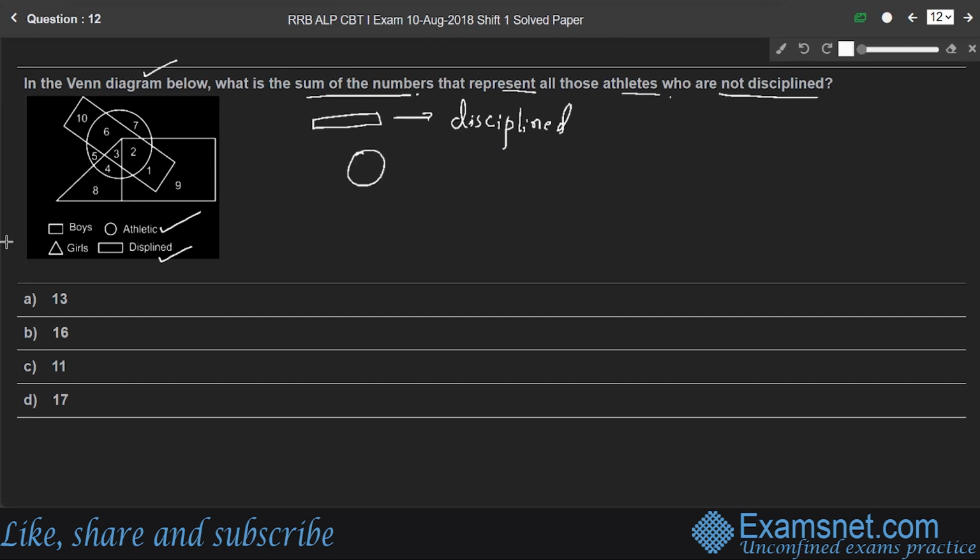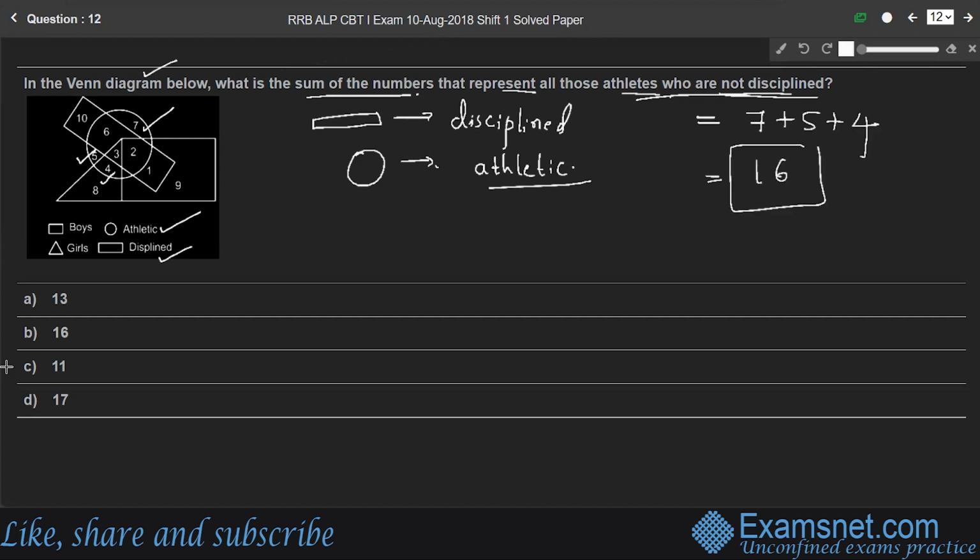The numbers inside the circle indicate all athletic people. The athletes who are not disciplined are the numbers which are not inside the rectangle. Therefore, the numbers are 7, 5, and 4. So the athletes who are not disciplined are 7 plus 5 plus 4. Totally it is 16. So 16 athletes are not disciplined athletes.